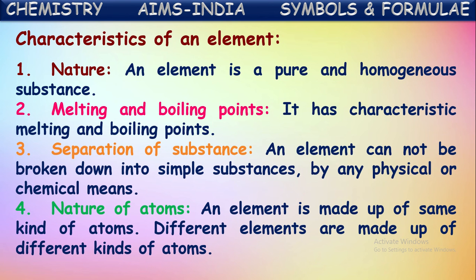And if you see the nature of atoms, an element is made up of the same kind of atoms. Different elements are made up of different kinds of atoms. If we say carbon, carbon is made up of only carbon atoms. If we say oxygen, it is made up purely of oxygen atoms. If we compare carbon and oxygen, they have different atoms. Every element has the same kind of atoms in it.